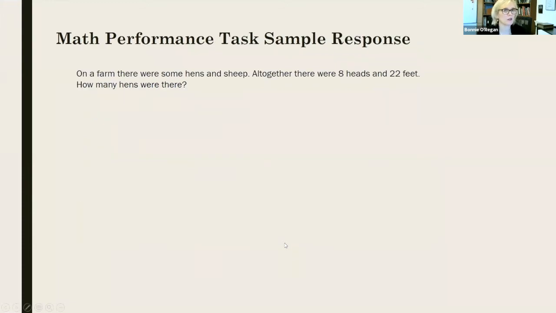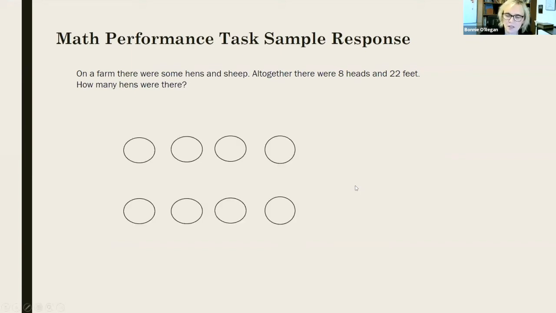If we look at this one about the hens and the sheep on the farm, you and I, knowing algebra and our systems of equations, would probably do H plus S equals 8, and 2H plus 4S equals 22, and solve the system of equations. However, the students can do this by using pictures.